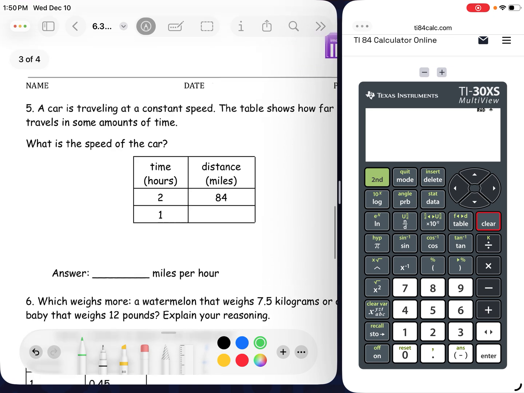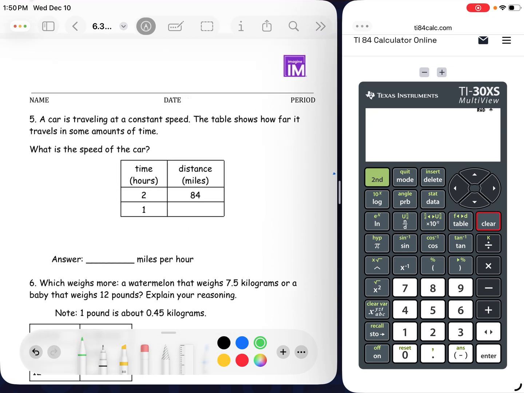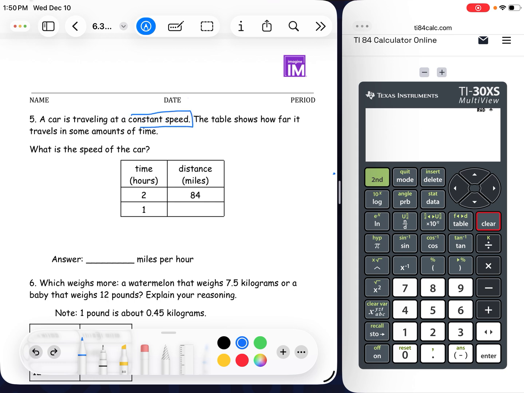Next one. A car is traveling at a constant speed. Ooh, that's a word that we've been using. Constant speed. The table shows how far it travels in some amounts of time. What is the speed of the car? All right, so we have 2 hours and 84 miles. Oh my gosh, silly mistake. And I need to figure out the amount per hour.